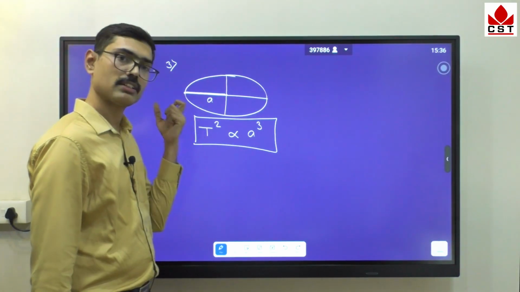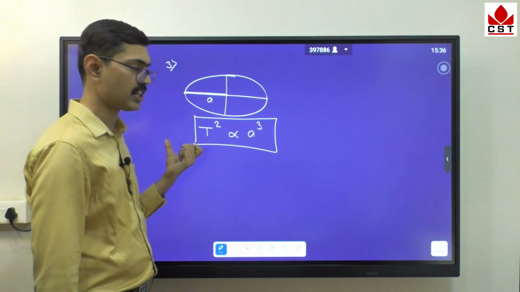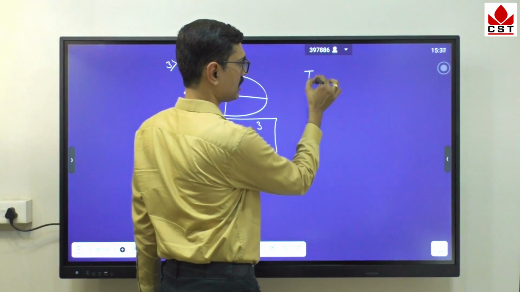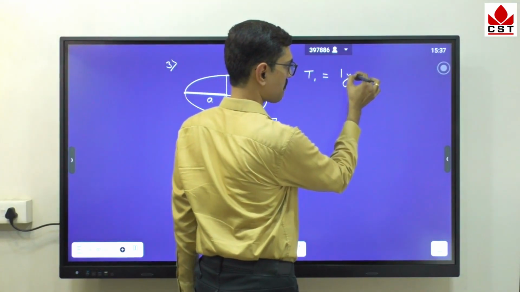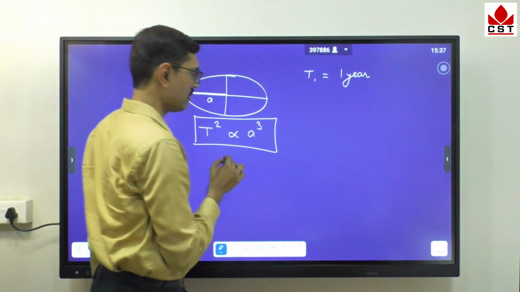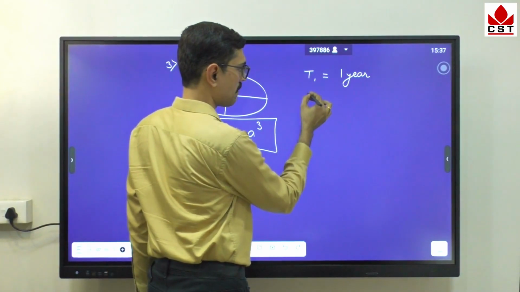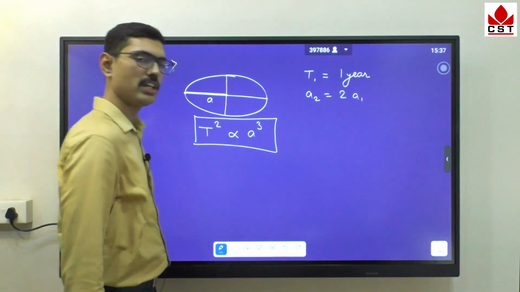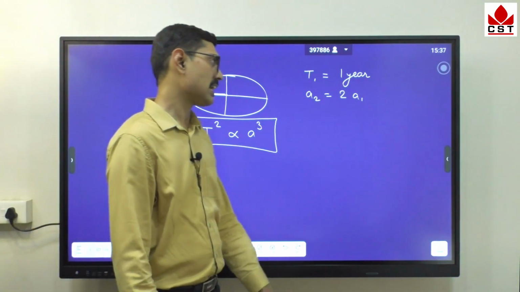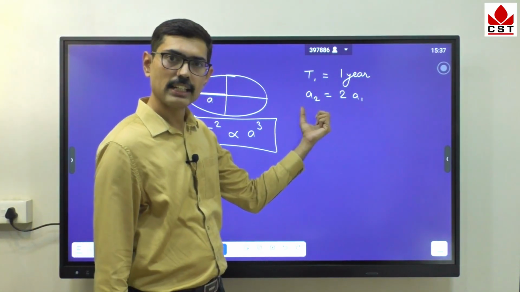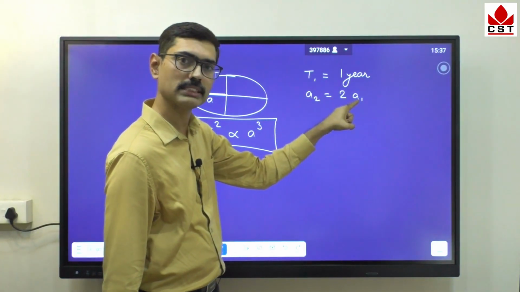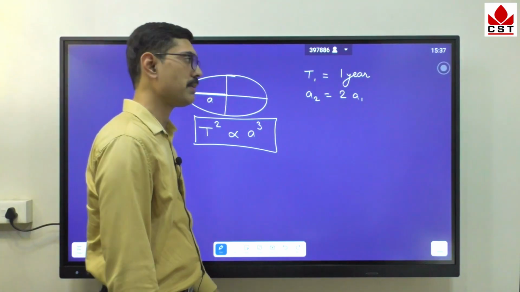Maximum numericals will be from this equation. Let's take the normal time period of Earth as 1 year, and the distance doubled, meaning the second distance is double the first distance. In a general numerical, they ask: when the distance is doubled, meaning a2 is equal to 2 times a1, find the new time period of Earth.